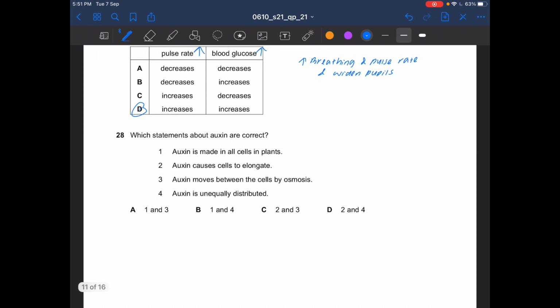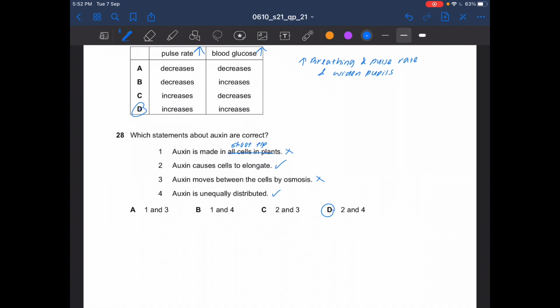Next question, which statements about auxin are correct? Auxin is made in all. This is incorrect because auxin is made in the shoot tip. So 2 is correct. Auxin causes cells to elongate. Auxin is also unequally distributed. 3 is incorrect. So the answer will be 2 and 4, which is D.